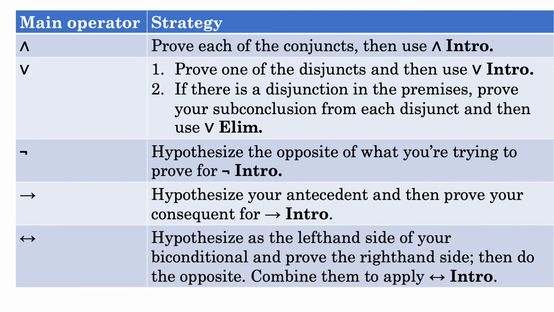Biconditionals work in roughly the same way. What you're going to do is basically do a subproof where you take the left-hand side of your biconditional as your premise, and then prove the right-hand side, and then you're going to do the exact opposite. You're going to take a subproof where the right-hand side is your premise and prove the left-hand side of your biconditional, and then you can apply biconditional introduction.